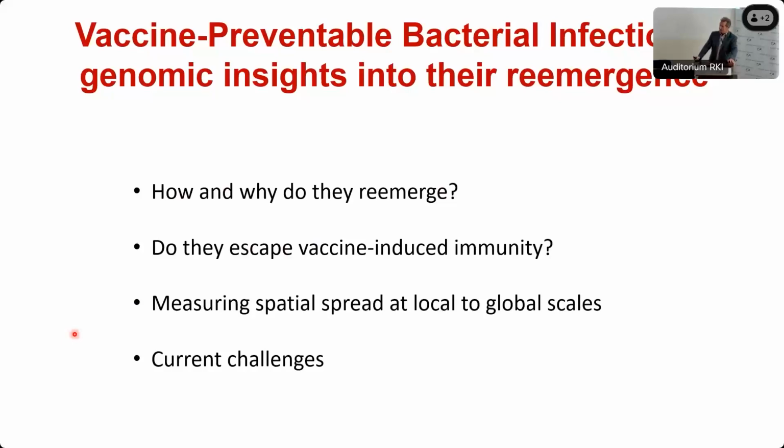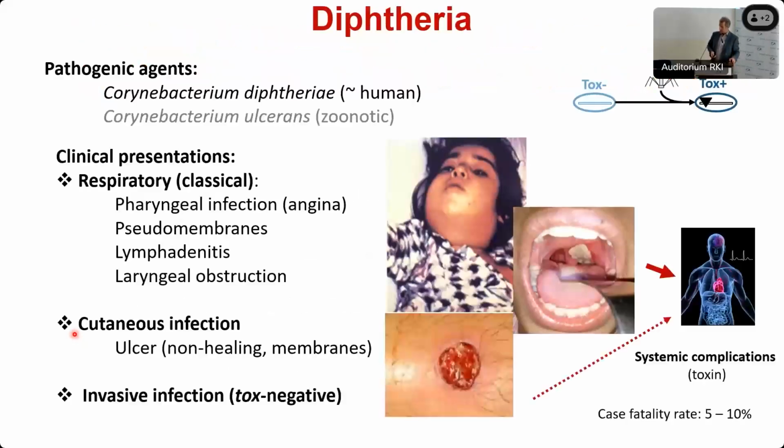But there are 4 points. So the first one will be how and why do these bacterial pathogens emerge despite vaccination? Do they escape vaccine-induced immunity in the human population? And how do we measure spatial spread at local to global scales? I will present that and illustrate that on the example of Bordetella pertussis. And then perhaps if we have time, we can discuss current challenges about bacterial genomics and vaccine-preventable diseases.